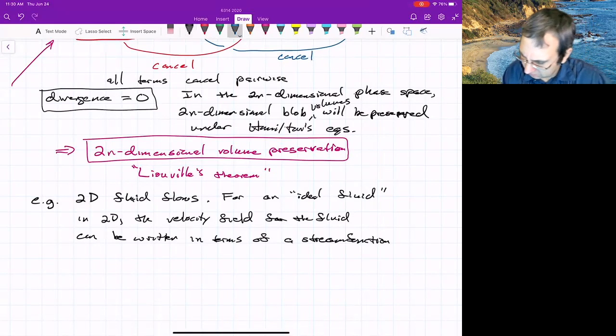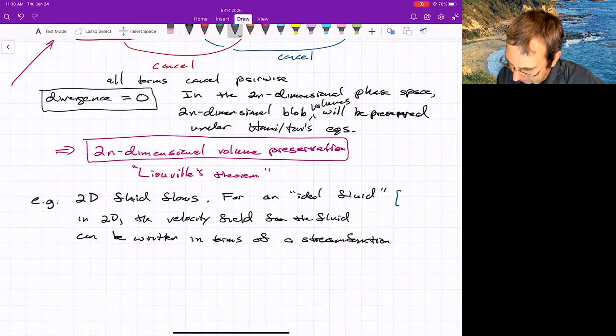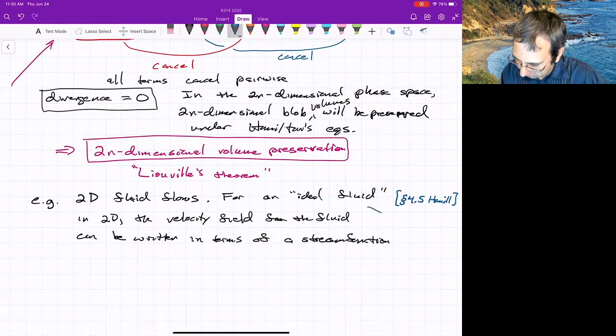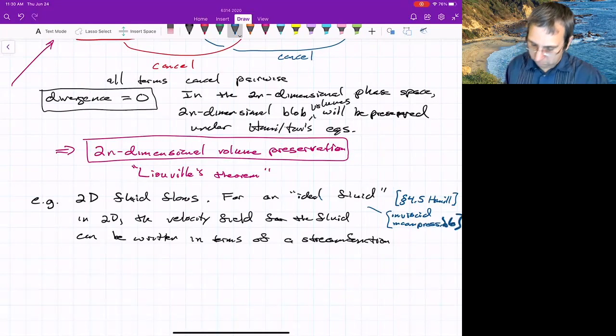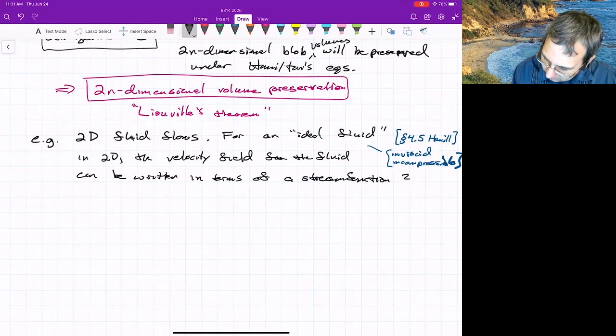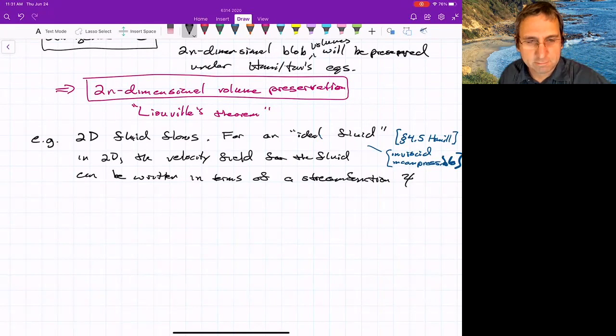So if you've taken a fluid course, you've probably seen this, right? And it gets mentioned in section 4.5 of the Hamel book, that's the student's guide to Lagrangians and Hamiltonians. And ideal fluid, I'm not an expert in ideal fluid, but I think it means inviscid and incompressible. And a stream function is just a scalar function, usually written as psi.